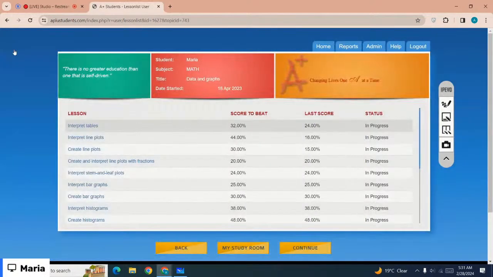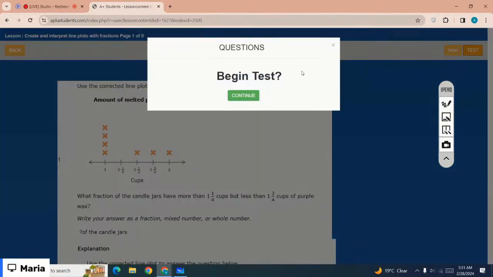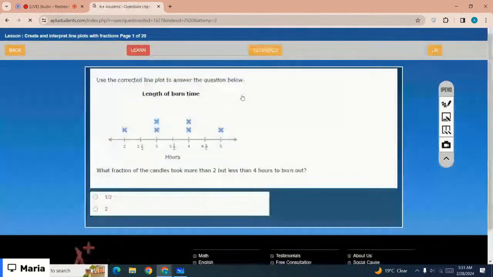The next lesson is create and interpret line plots with fractions. Right now, we're going to see how we interpret them if they are with fractions. So let's just start. Use the corrected line plot to answer the question: what fraction of the candles took more than 2 but less than 4 hours? So which is the correct option?